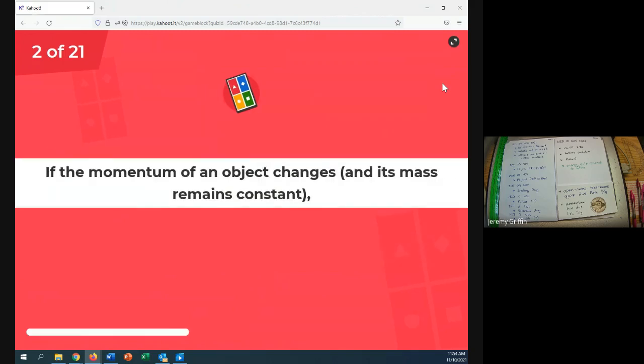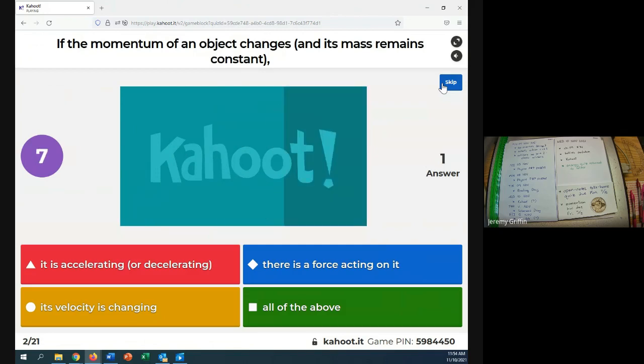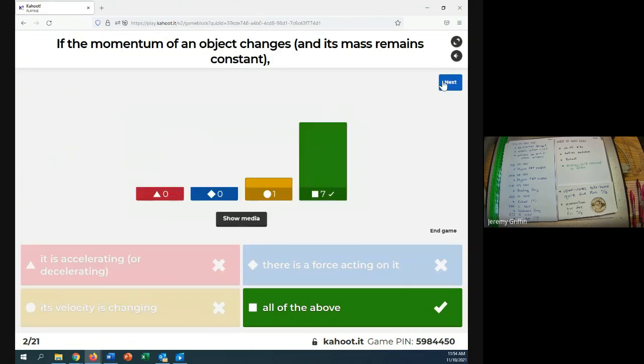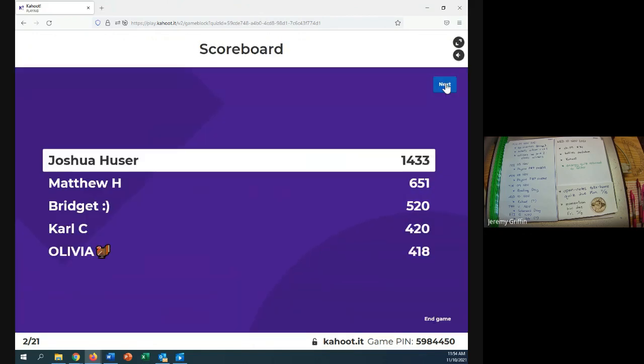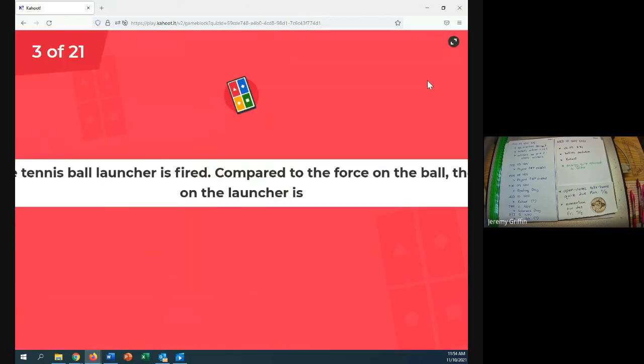If the momentum of an object changes, and mass is constant, what else is true? Yeah. Right. So if the mass is constant, then velocity must be changing. But if velocity is changing, that means it's accelerating. And if it's accelerating, that means there's a force on it. So these options, if any one of them is true, then they're all true. They have to be. You guys got that. But Joshua, Matthew, Bridget, Carl, Olivia, all getting points now.